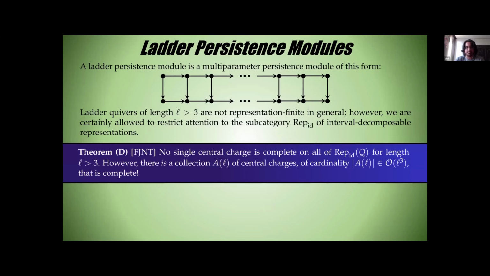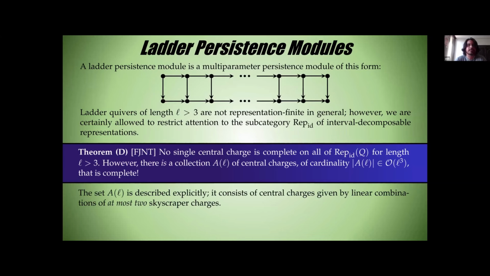No single central charge can be complete. You can write down the necessary inequalities and no single alpha will do it. But there is a finite collection of central charges, which is basically cubic in the length of the ladder, that is complete. So if you know the Harder-Narasimhan filtration along those finitely many, and we've written them down explicitly in the paper, I just don't want to create a very messy slide here. That is complete. So you can get every interval that appears and with what multiplicity from the Harder-Narasimhan filtration along these finitely many central charges.